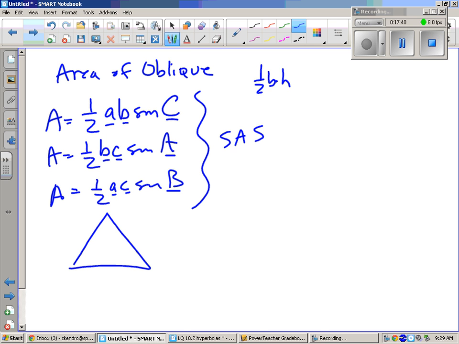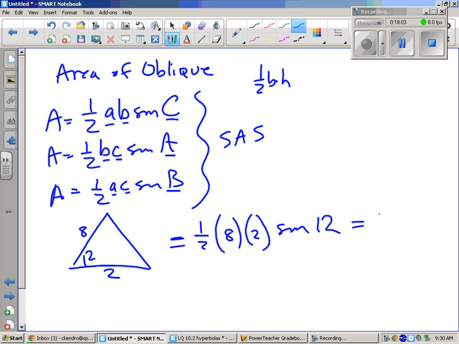So for example, if I know this is 12 and these two sides are 8 and 2, I just say 1/2 times 8 times 2, and then sine of 12. So you work all that out, and I get approximately 1.7. And then that's square meters or meters squared or whatever it is. Make sure you're putting squared on there. Okay.